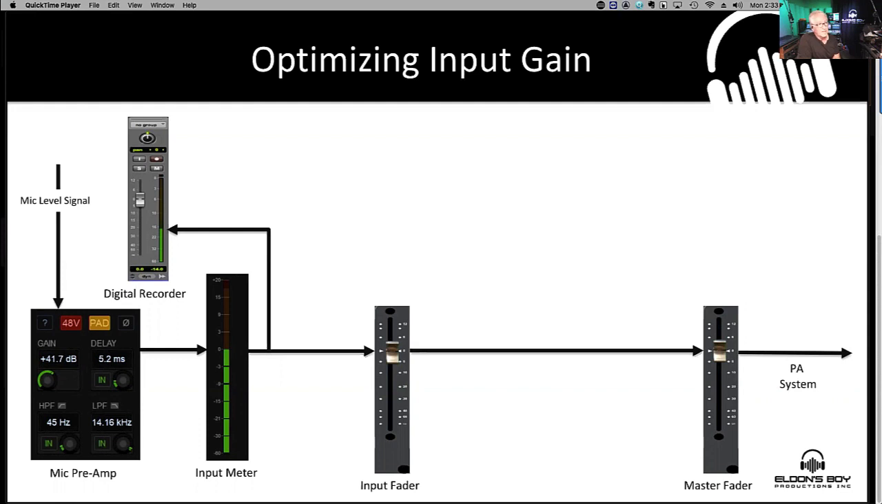So the first place you're going to notice it is, remember, we don't have the bit depth that we want in that conversion. If we're going to turn it down 20 dB at the preamp to get it to be the right listening level in the PA, now we don't have the preamp optimized or the conversion optimized. Hence, our record level is going to be too low as well. Okay? Here's the other piece of it, though.